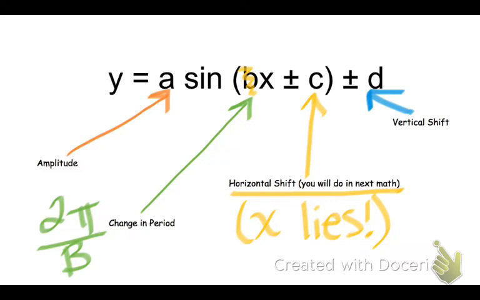This is where we're going to end our lesson for today. There are no practice problems for today. I need you to take detailed notes from this PowerPoint and make sure you ask any questions you may have about the concepts we have discussed today. Amplitude, midline, vertical shift, and period. How to find them in an equation and how to potentially graph them.